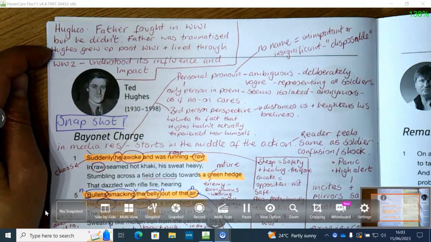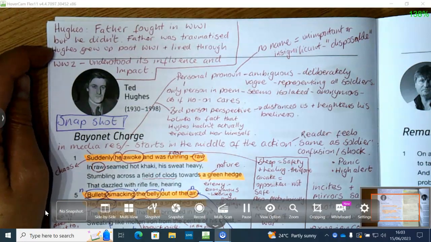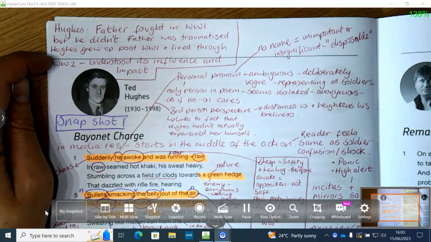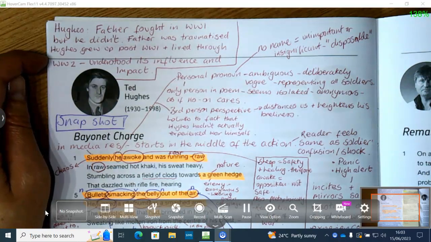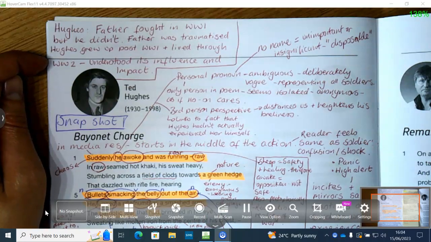So Hughes himself grew up in a post-World War I society, that means after World War I, and he lived through World War II. So he grew up in a post-war society, is what we call it, after war essentially. And he was very aware of its influence and its impact on society, even though he didn't fight himself.